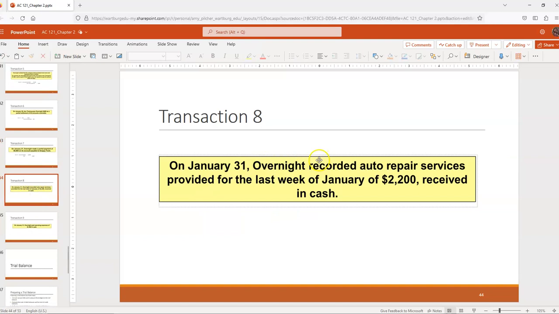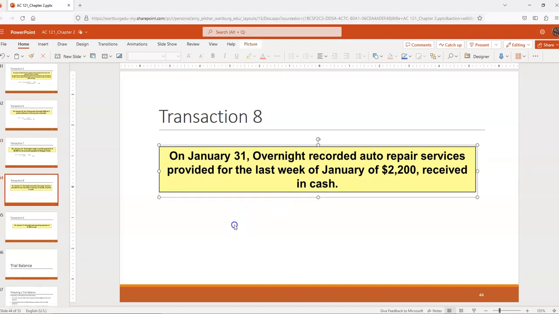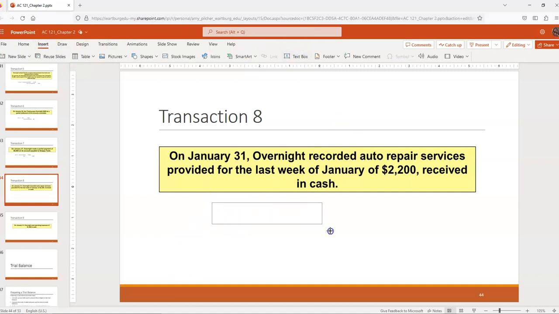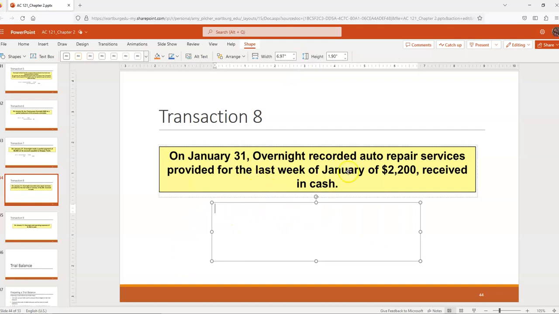Okay. Transaction 8. So in this case, we have service revenue and we received cash for it. So it is now January 31. We received cash of $2,200, and we provided service of $2,200.